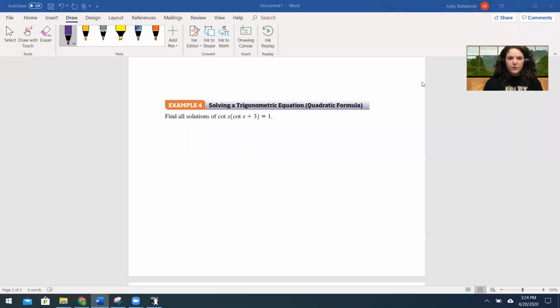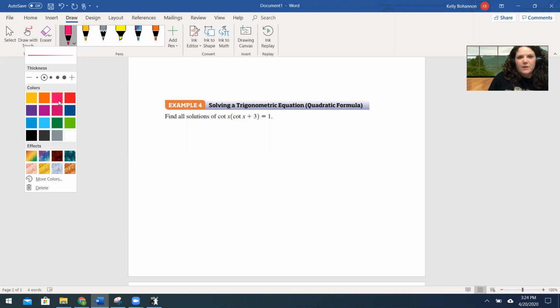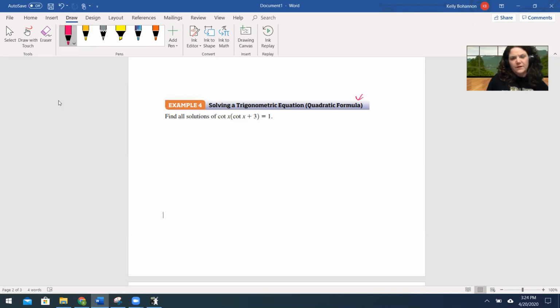All right, 6.2 example 4. You can see here it says solving a trigonometric equation with the quadratic formula. Yippee, we know how much you love the quadratic formula. So the big question is how am I going to know that this is going to be the quadratic formula? Because of course they tell us that right here, but they're not going to tell you that on an assignment or certainly not on the test.